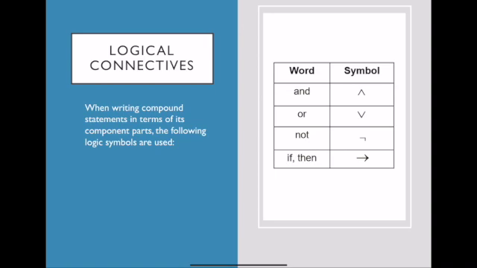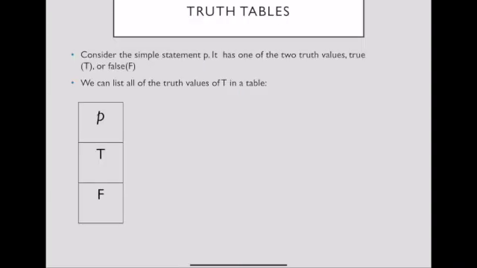So here are our logical connectives. When writing compound statements in terms of the components of its parts, we use the logic symbols: and, or, not, which is also known as negation, and if-then, which is also known as implication, which we talked about in chapter 0. So we are going to make truth tables to determine the values of our statements.